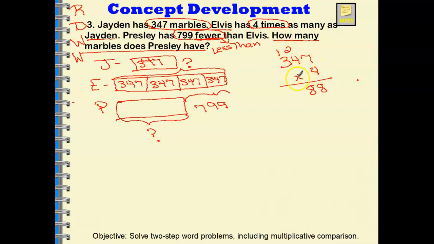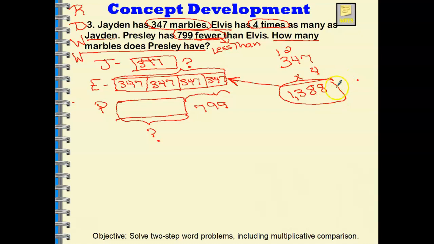So then I have 4 times 300s, which is going to be 1,200s plus another hundreds. So I'm going to have 1,300 or 1,388 marbles. Now, who has 1,388 marbles? Elvis. That's right. Elvis has 1,388 marbles. Boy, that's a lot of marbles.